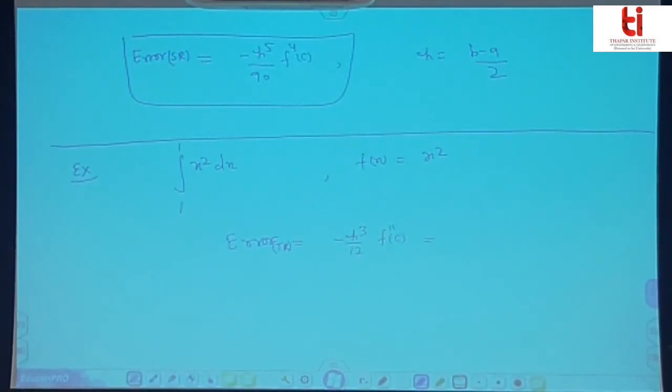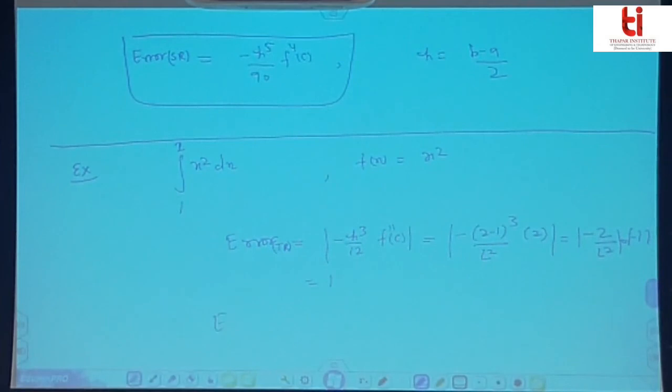So the value is coming out to be minus (2 minus 1) whole cube upon factorial 2. The second derivative of the function x square is coming out to be 2. So we are getting error here minus 2 upon factorial 2, that is minus 1. We always take error in mod, so it is a positive value. The error is 1.